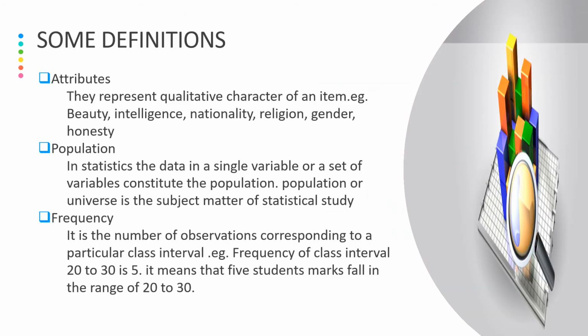Here are some important definitions that I need you to know and understand. What are attributes? Well, attributes represent the qualitative character of an item. As I told you earlier: beauty, intelligence, nationality, religion, gender, and honesty. So they represent the qualitative character. When you think of the word attributes, you must bring to your mind the word quality or qualitative character.